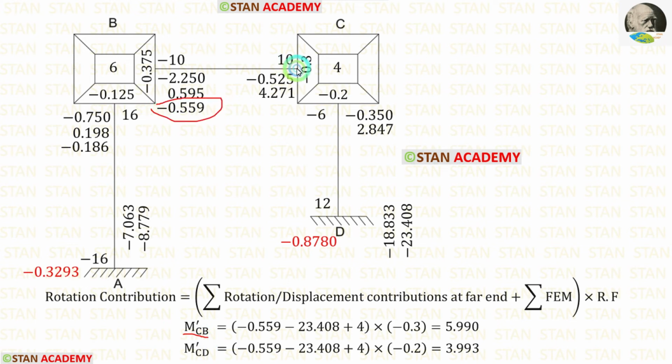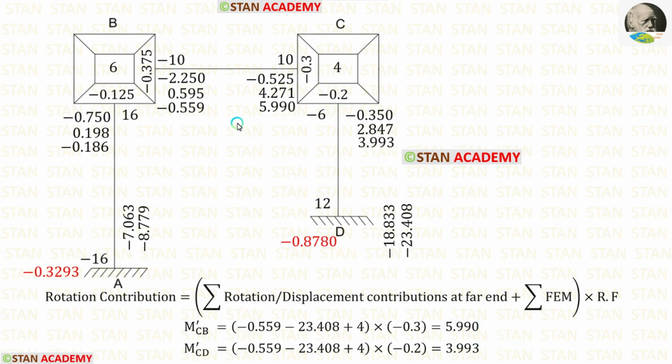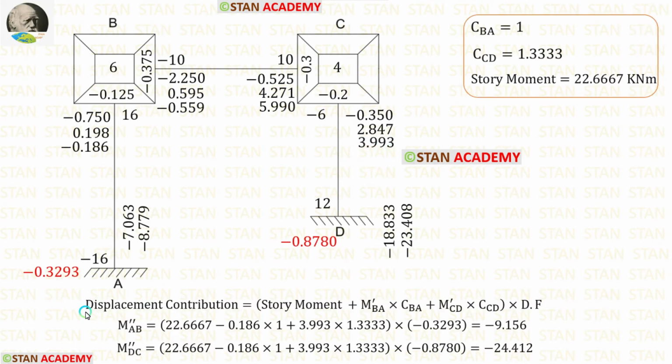Now let us find M dash CB. For that, we have to add these three values and then multiply with the rotation factor for CB. When we do that, we are getting 5.99. The rotation factor for CD is minus 0.2. For M dash CD, we are getting 3.993. Let us apply the values of M dash CB and M dash CD. Now let us find the displacement contributions. In the formula, let us apply the values of CBA, CCD and the story moment.